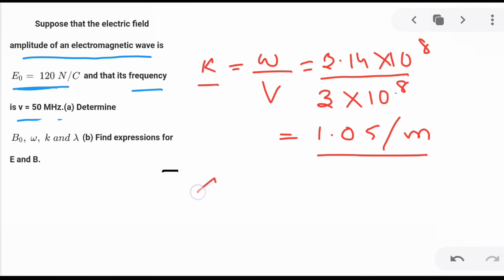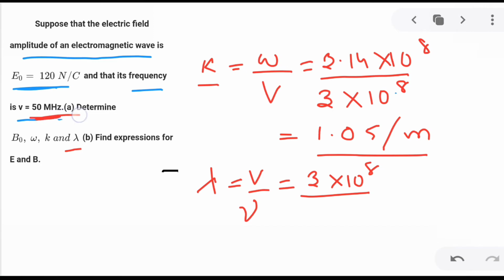Now lambda, the wavelength, is asked. Wavelength lambda is equal to velocity divided by frequency. Frequency is given, velocity is known, 3 into 10 power 8 divided by frequency. Frequency is how much? 50 megahertz. So that is 50 into 10 power 6. So this is 6 meter. So the wavelength is 6 meter.